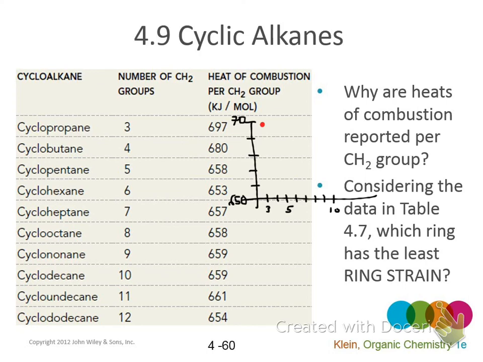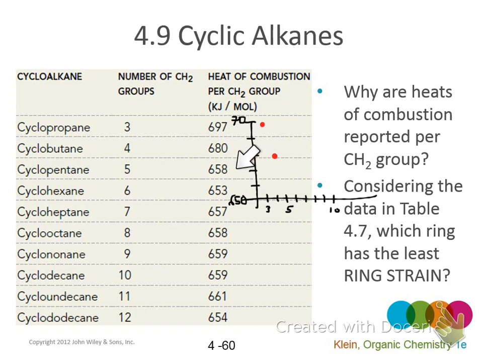Okay, 697, then 680, right? So 680 drops to here. Why is there a difference in energy between those? What does it imply about stability of the 2 molecules? There's more strain in the propane. It's less stable. Okay, so you have a lot of strain in the cyclopropane, and when you burn it, they all go down per CH2 group down to some base level. There's a lot more strain energy in cyclopropane than there is in cyclobutane.